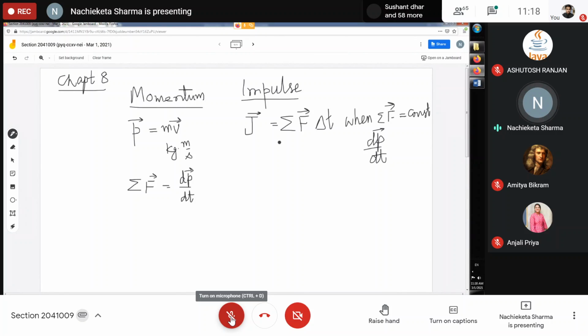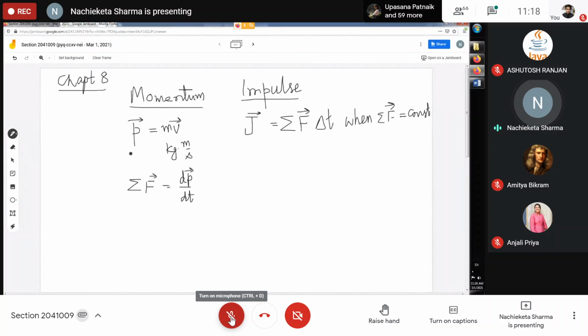So if I use this in place of this delta F, if I write delta p by delta t, then delta t cancels, and you will get J is equal to delta p, which is the impulse momentum theorem, which we will discuss later on. So I should not write it now. So I have defined the impulse for a constant force.